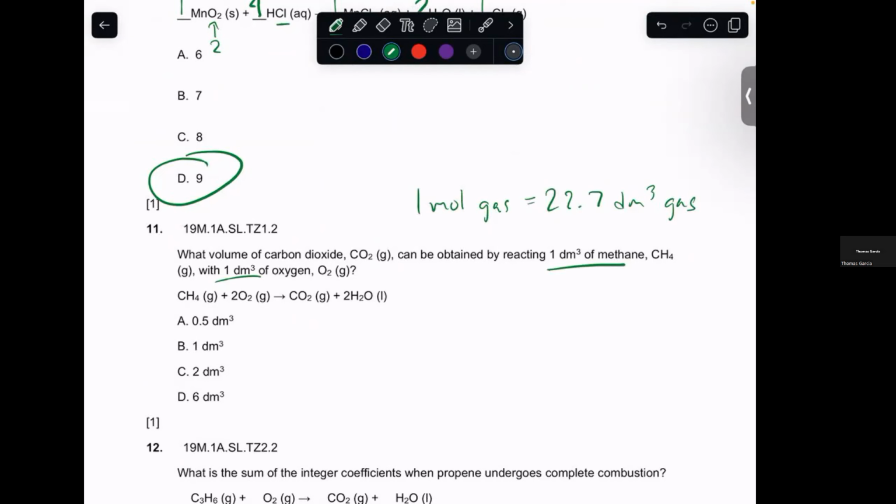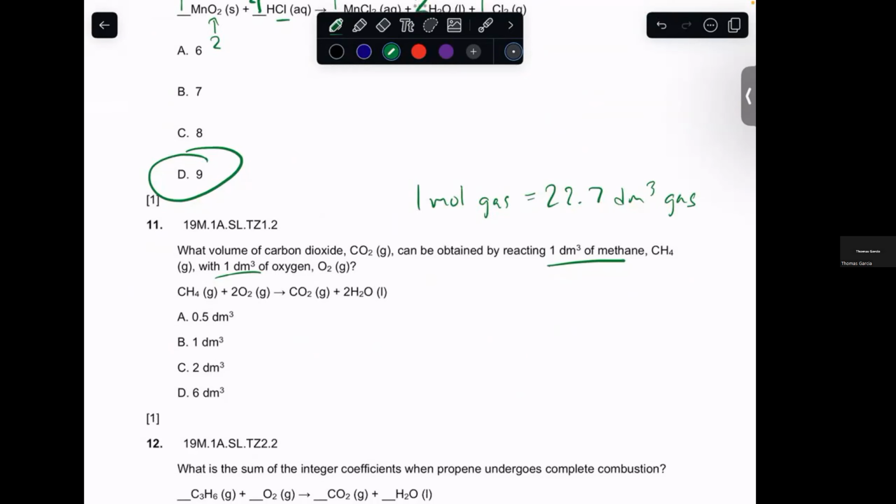So we can do a full conversion with that, or just assume the mole ratio works with volumes of gases as well. So if we start with 1 decimeter cubed of methane and 1 decimeter cubed of oxygen, we see that the higher coefficient is on oxygen, so we need 2 of that. So that means our oxygen is going to be limiting.